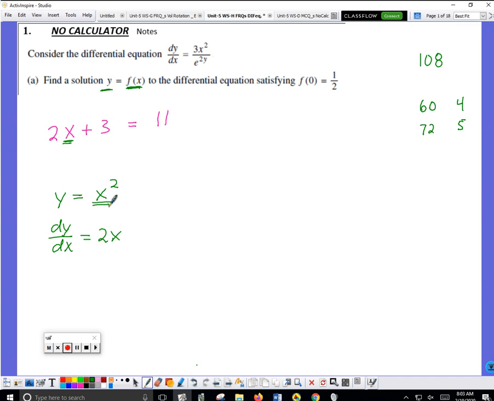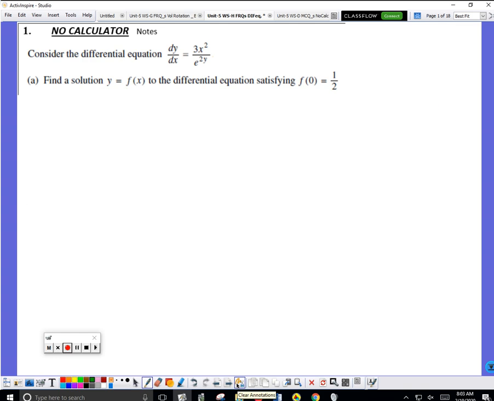Awesome. Okay. There is a procedure, a step-by-step method for doing this. So here we go. Let's clear this off. To solve the differential equation, the first step is to separate the variables.